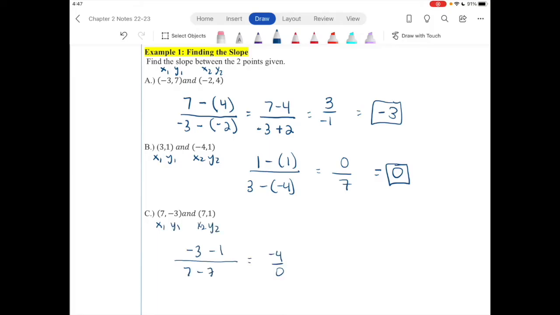On this example, you'll end up with negative 4 over 0, but we can go one step further with this. Anytime we have 0 in the denominator, that goes against the rules. So if you type this in your calculator, you're going to get an error message. And that's because this is undefined. This means that these 2 points fall on a vertical line.